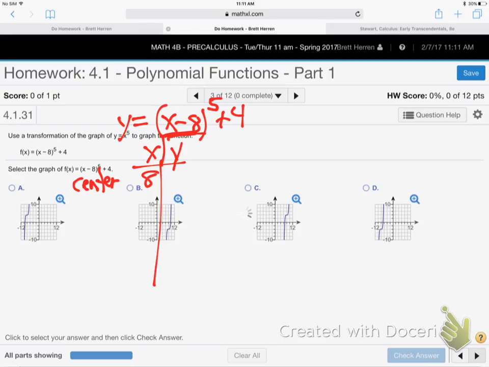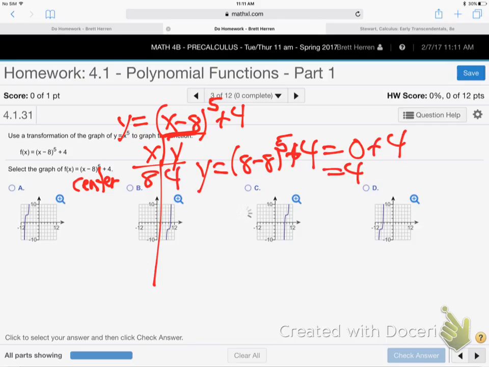All right. So, is that making sense? You plug in what will zero out the parentheses, x's little world. So you plug that in, you get y equals 8 minus 8 to the 5th plus 4. That's 0 plus 4, that's 4. So 8, 4 is the new center. We good there? Does that make sense?